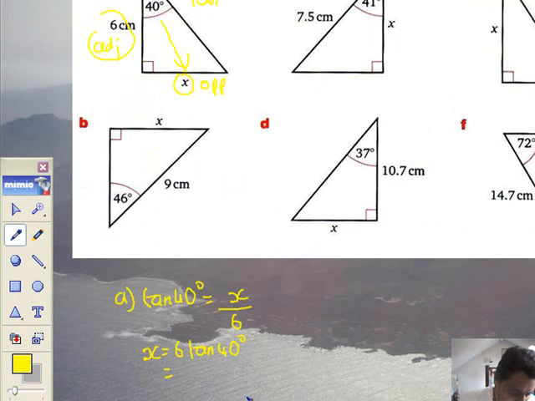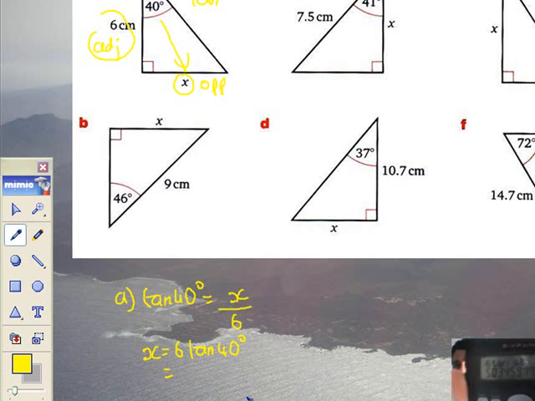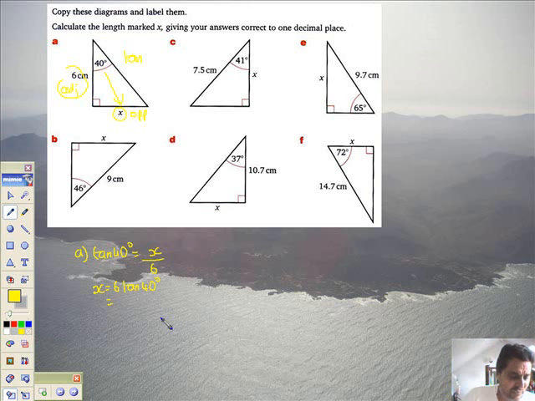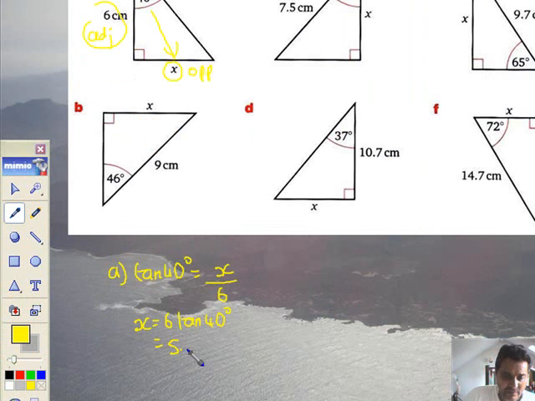So 6 tan 40 equals. Straight away I don't need to know what the tangent of 40 degrees is. My calculator knows. Look, I just put it in the calculator like that, and I let it work it out. I've got 5.03, so to one decimal place I've got 5.0, and it's in centimeters. First question done. Let's just do B here.